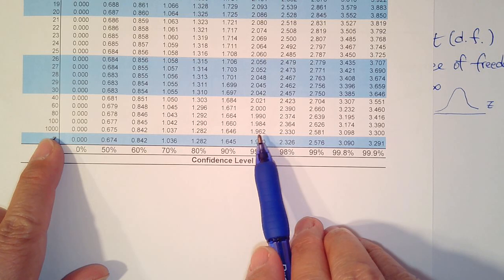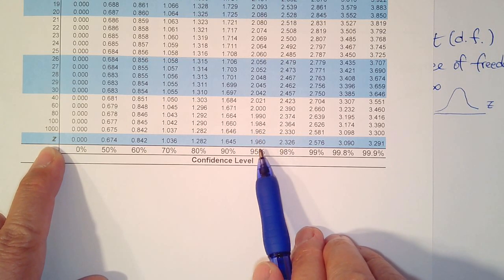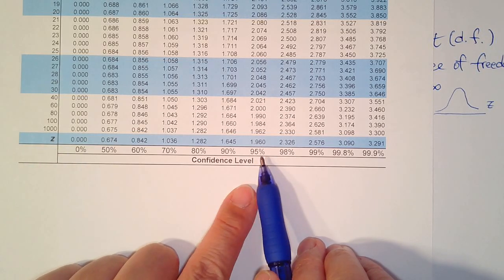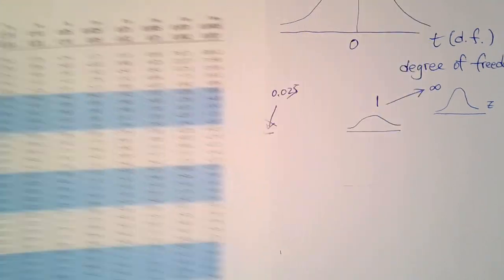Hey, it's very close to what we're familiar with, right? The z is 1.96 if you remember, for 95% confidence level, and we have 1.96 as our critical value. So you get the general idea about this.